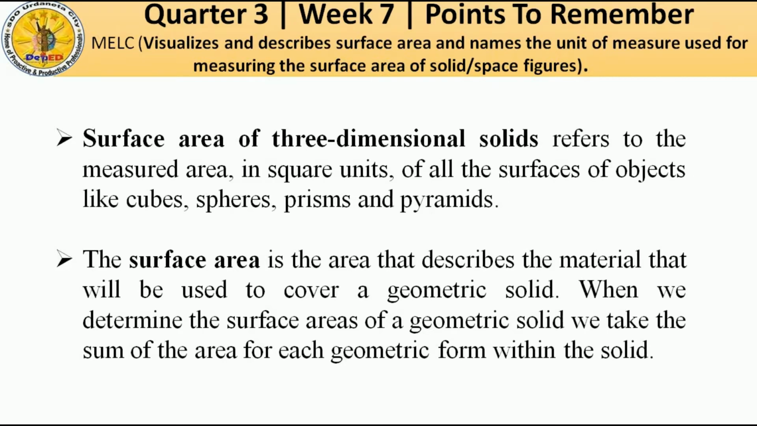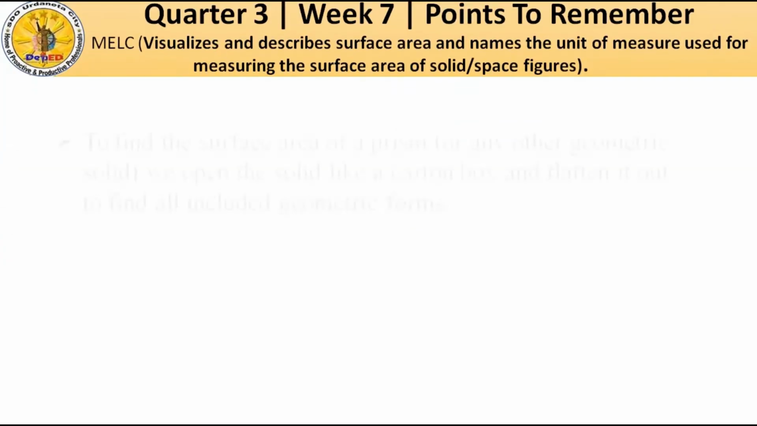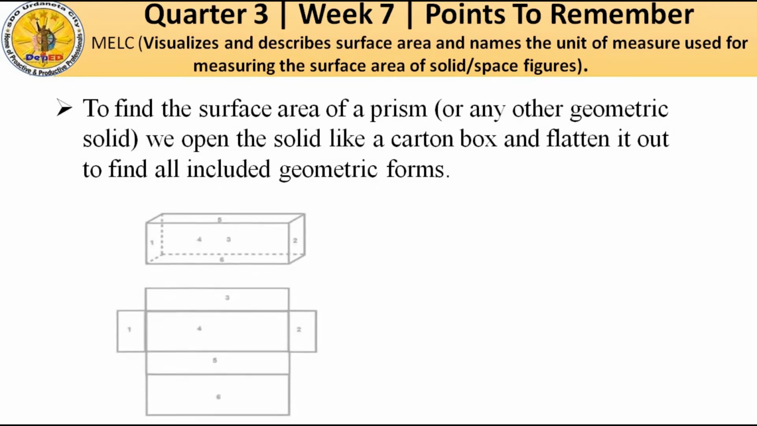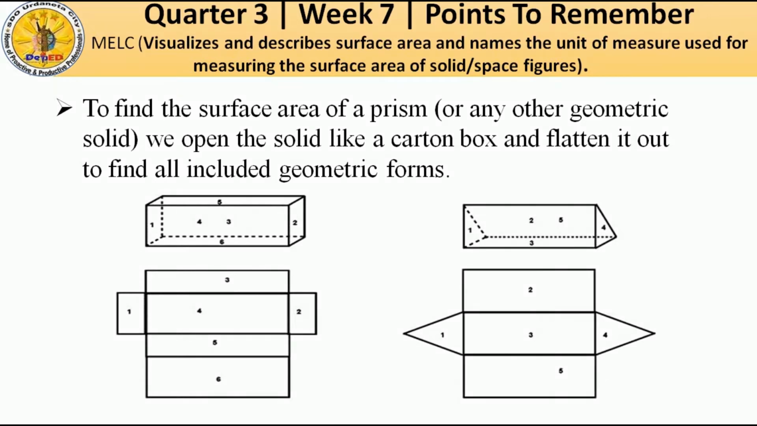The surface area is the area that describes the material that will be used to cover a geometric solid. When we determine the surface area of a geometric solid, we usually take the sum of the area of each geometric form within the solid. In finding the surface area of a prism or any geometric solid, we open the solid like a carton box and flatten it out to find all included geometric forms, just like what is being flashed at the moment.